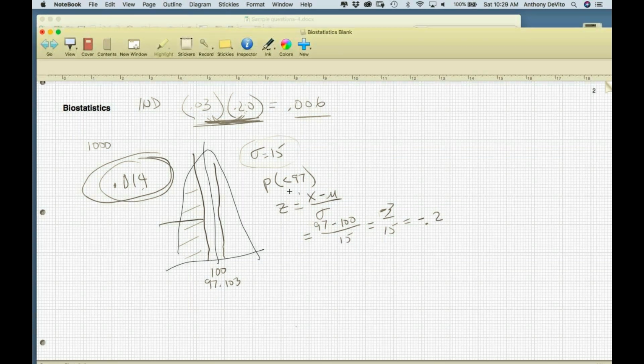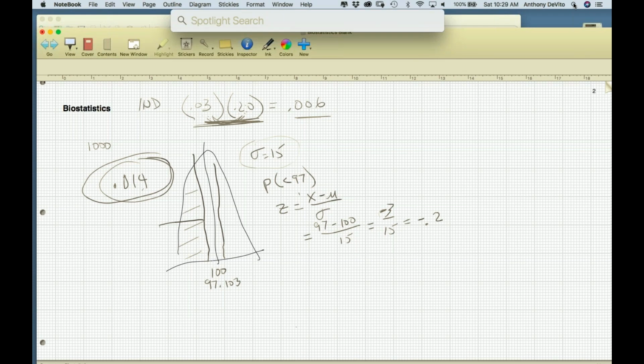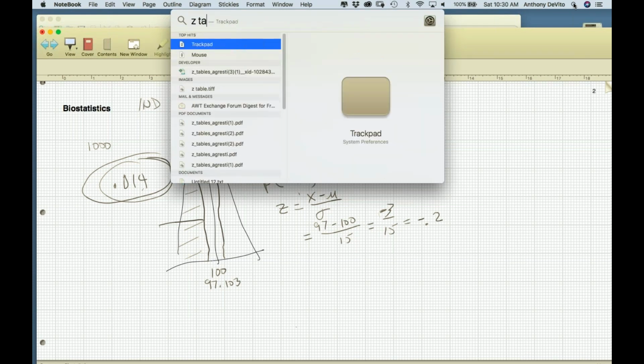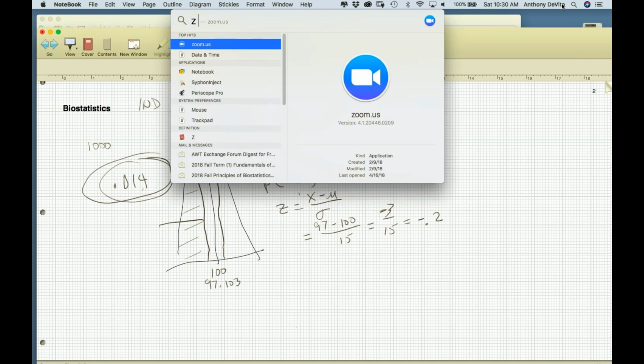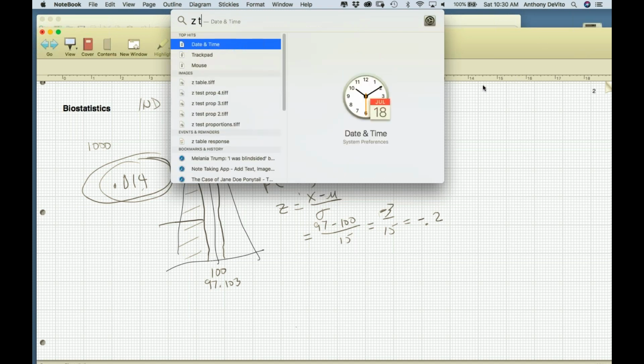So let me see if I can find the z-table real quick. Now you can use Excel instead if you want, or you can use both just to check your answers.